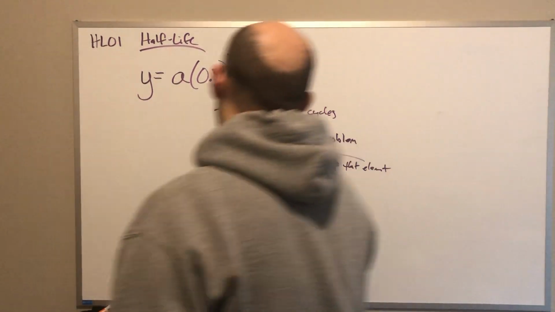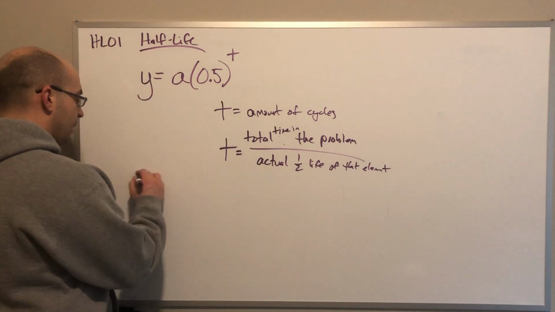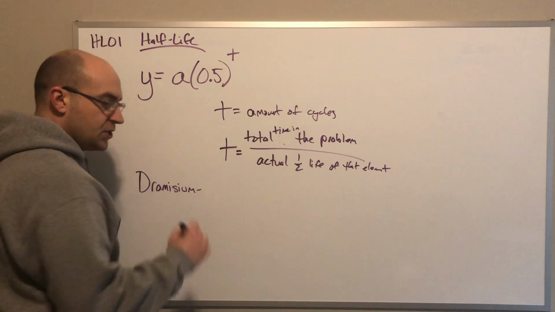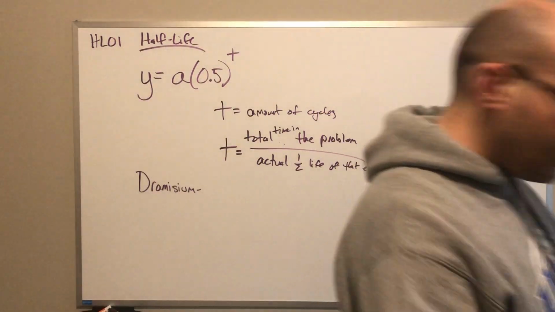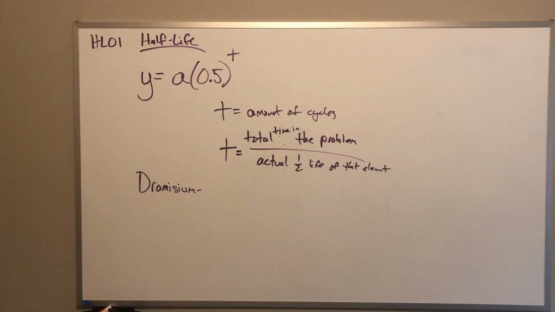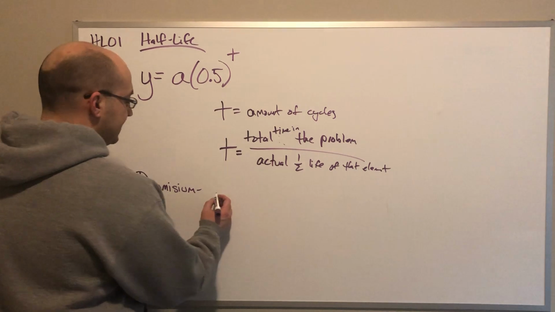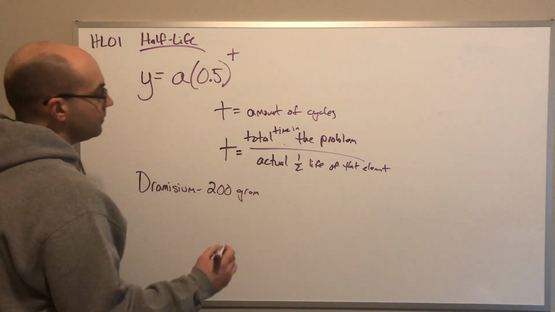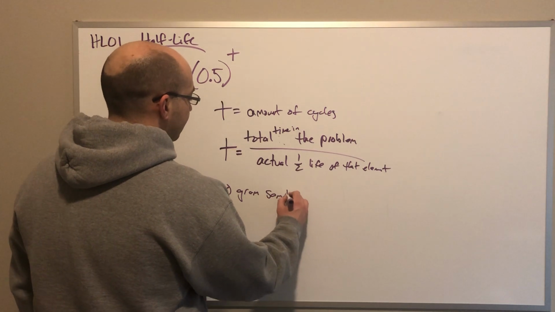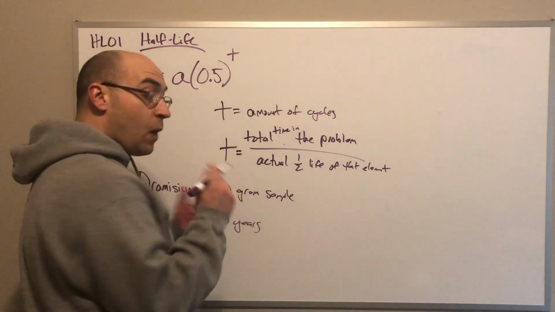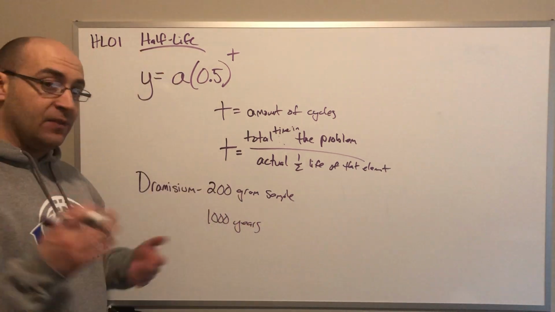Okay, so let's do a problem, right? So let's say that we have the new element that was just released last night called dramysium. It's super indestructible. It's virtually impossible to get rid of. Let's say that I had a 200-gram sample of that element. The half-life of dramysium is 1,000 years, meaning every 1,000 years that passes, half of it will go away.